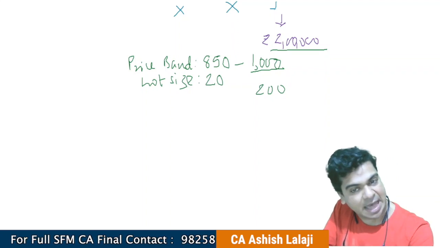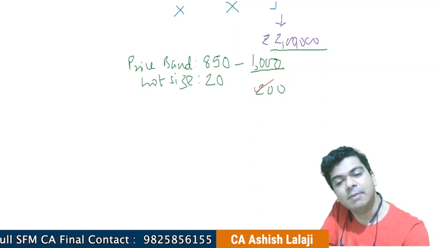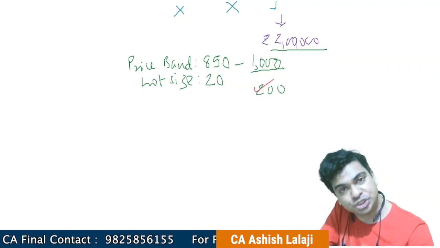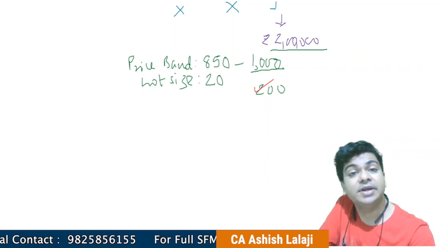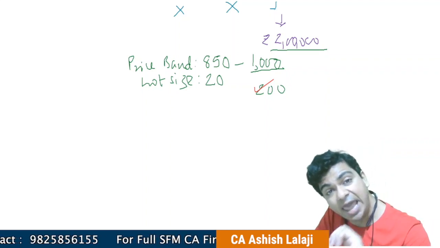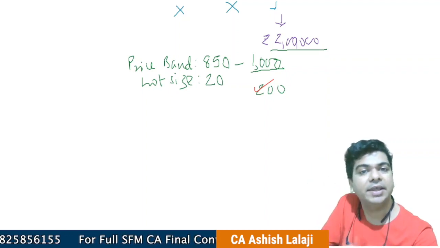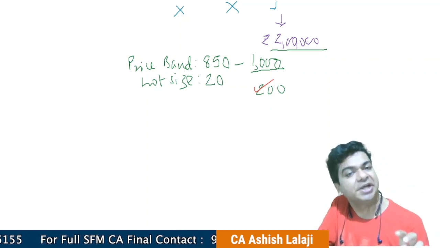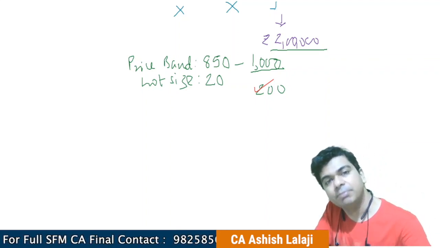Let us say, for example, I want to go for the maximum. I want to go for 200 shares. But it is not compulsory that all the 200 shares I have to bid at the same price. Different number of shares I can bid at different prices.